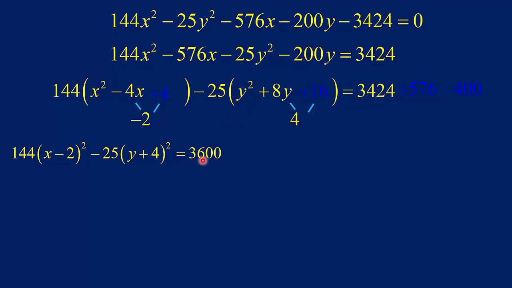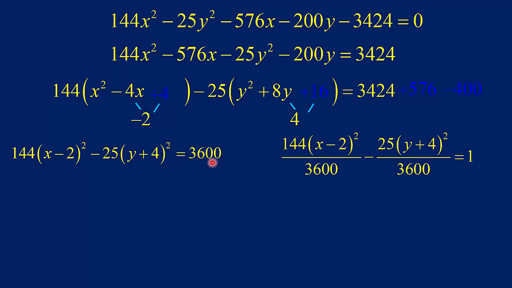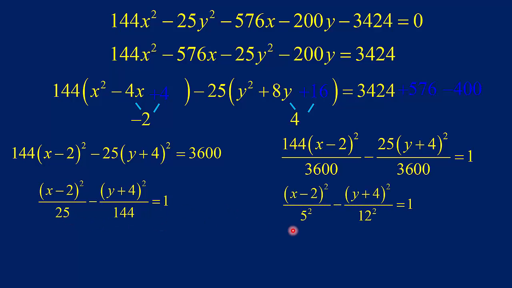Now, I don't really have it in the form that I want, because I want a 1 over here. So let me just divide by 3600 and simplify this. And here's what I get. 144 over 3,600 simplifies to 1 over 25. 25 over 3,600 is 1 over 144. And just to be clear, I'll write 25 as 5 squared, 144 is 12 squared. Now we can find the parts that we're interested in.